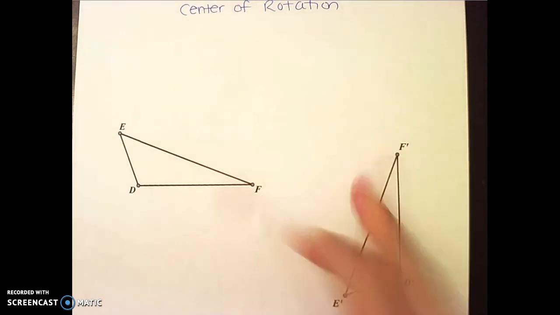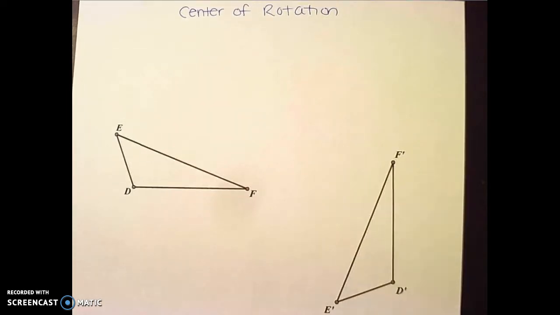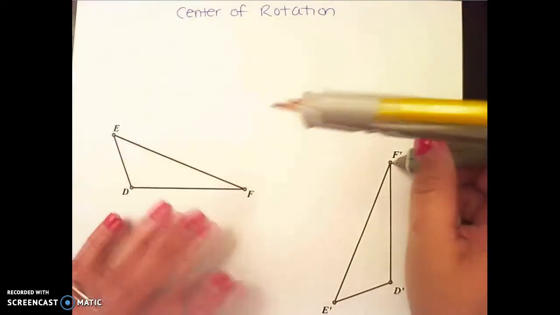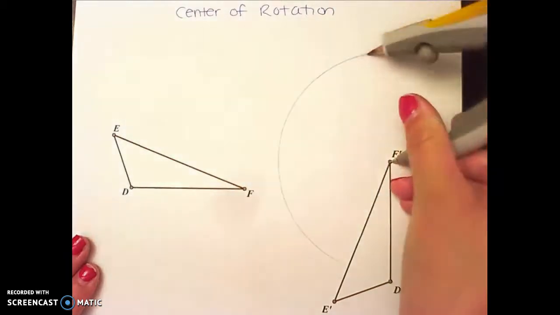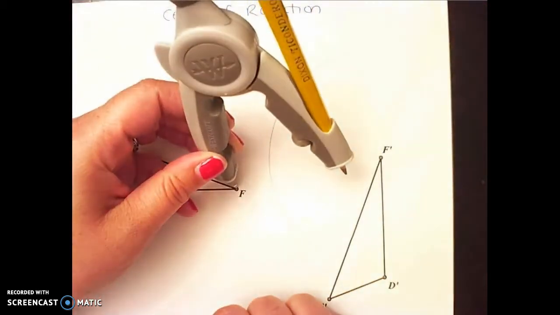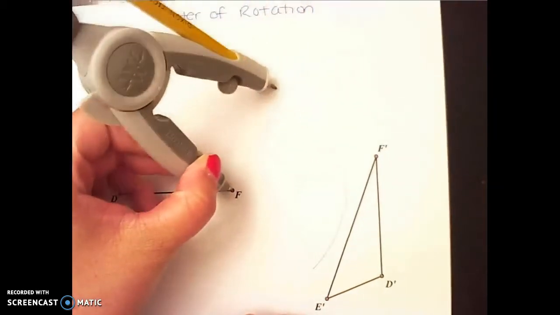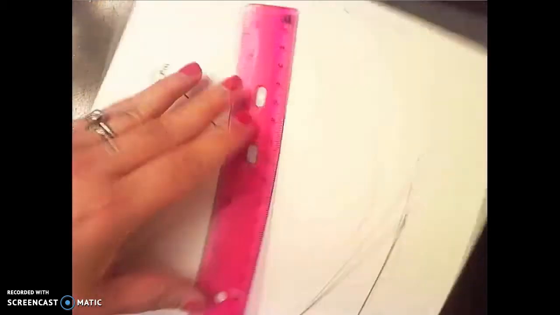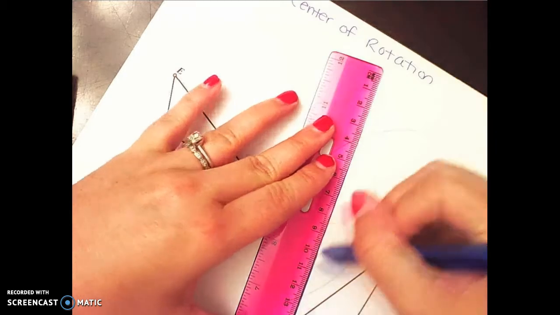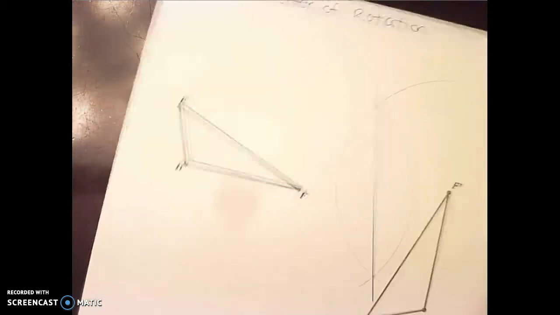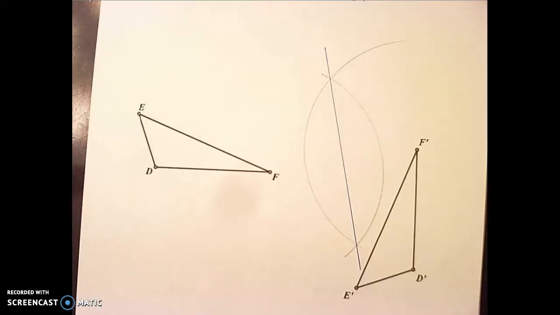So I'm going to use F and F prime first. So starting on F prime, the compass is open more than halfway. Same from F. So there's my first perpendicular bisector.